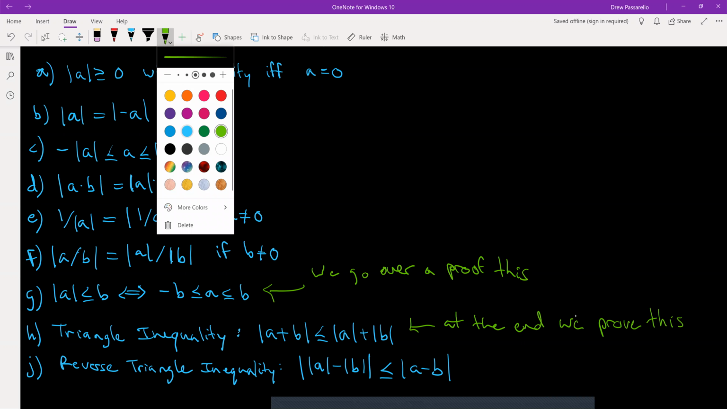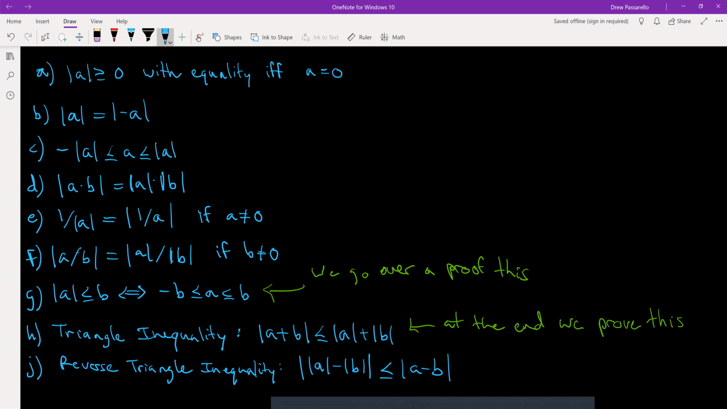They aren't very entertaining proofs. So I'm just going to save you and leave A through F to try. I'll show G and H. So it's just stuff that we already sort of know.